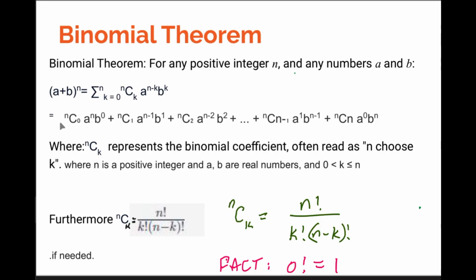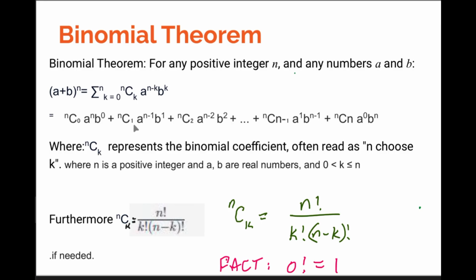In expanded form, it is going to be equal to n C 0 a raised to the n b raised to the 0, plus n C 1 a raised to the n minus 1 b to the 1, plus n C 2 a to the n minus 2 b raised to the 2, plus and so on, plus n C n minus 1 a to the 1 b to the n minus 1, plus n C n a raised to the 0 b raised to the n.